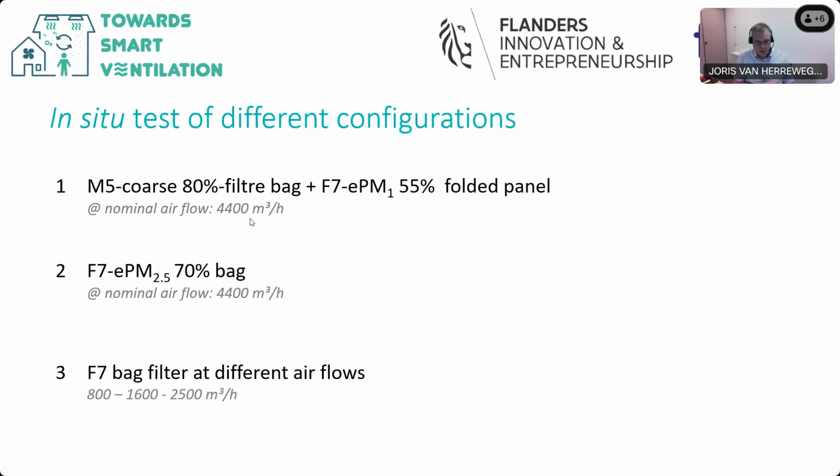One configuration is an air handling unit equipped with a combination of a coarse and a fine filter in folded panel format. A second setup is a bag filter, an F7 bag filter alone. And a third configuration is a test of an F7 bag filter, but at different airflows. And this because the difference between the minimum and the maximum airflow in an air handling unit is much higher than in residential systems. So therefore, we wanted also to look at the influence of the airflow on the efficiency of the filter.